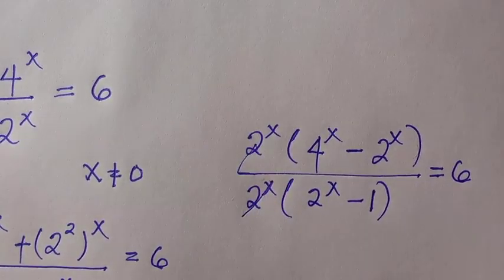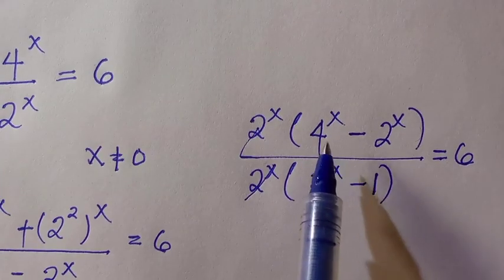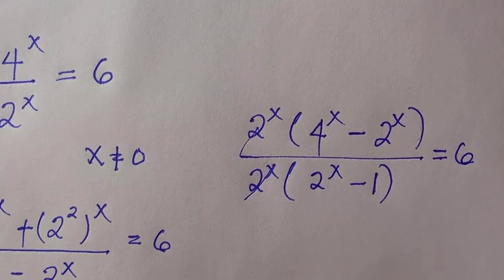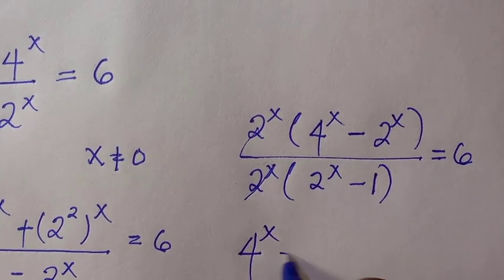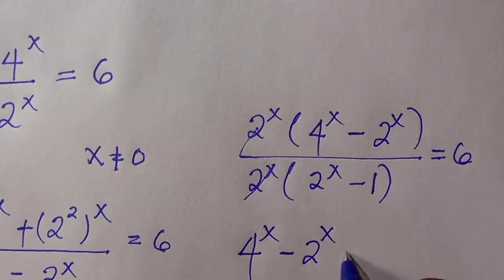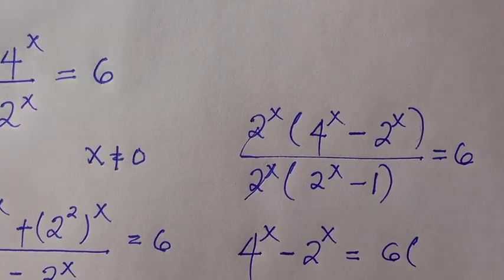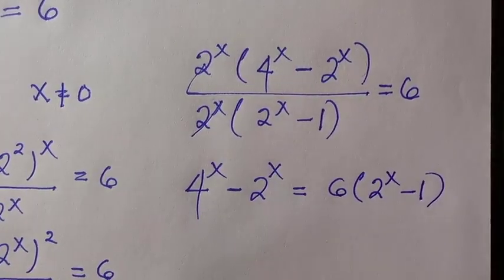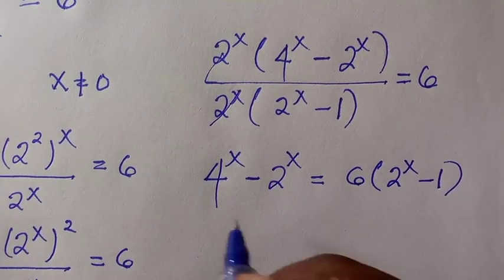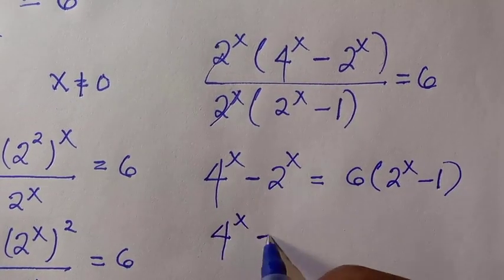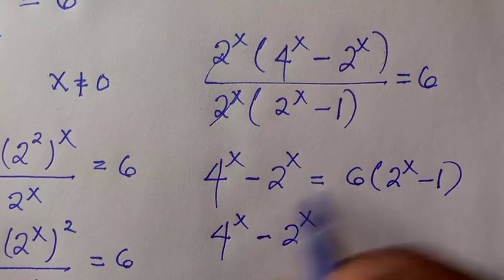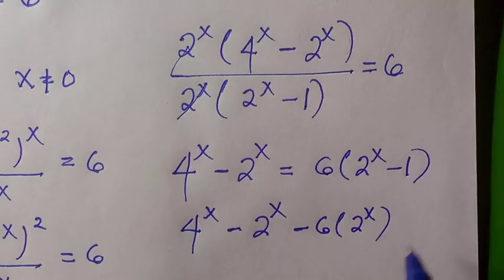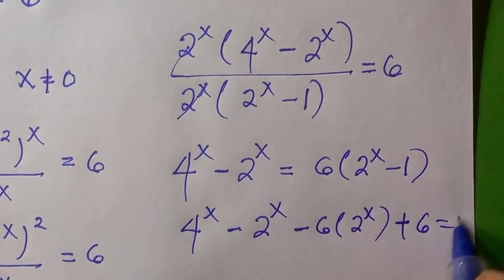So this cancels this, and for this one we have 4 to the power x minus 2 to the power x. So when we cross multiply, it becomes 4 to the power x minus 2 to the power x equals 6 bracket 2 to the power of x minus 1. And by opening the parentheses, we have 4 to the power x minus 2 to the power x. Here it comes over, it becomes minus 6 bracket 2 to the power x, and here is plus 6 equals 0.